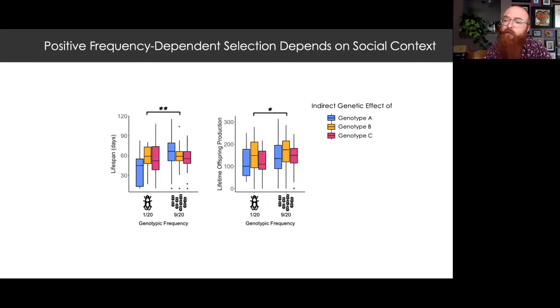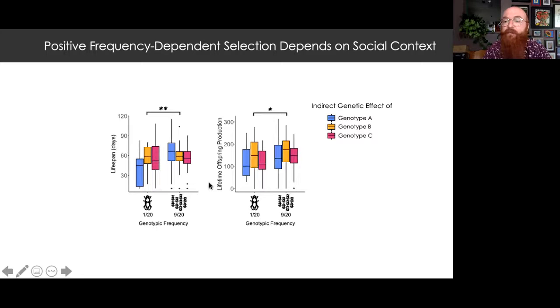And subsequently, not only did we find evidence of positive frequency-dependent selection, meaning that being part of the more common stimulus genotype, shown on the x-axis, benefited both components of female fitness, shown on the y-axis, we also found that this frequency-dependent selection depended on the social context individuals experienced. For example, being the more common genotype increased how long females lived, but if a female was also paired with genotype A, the blue genotype, this effect was much more pronounced.